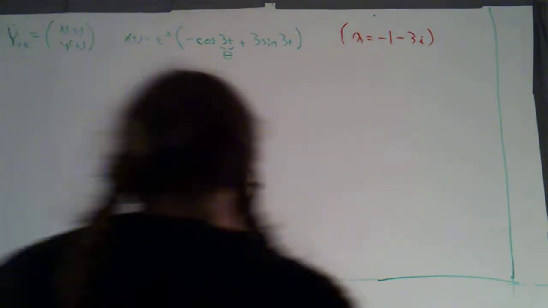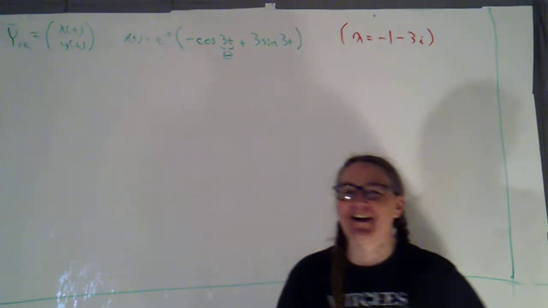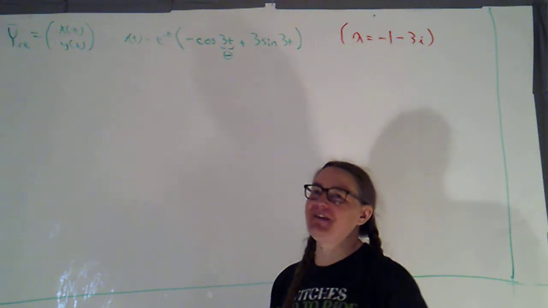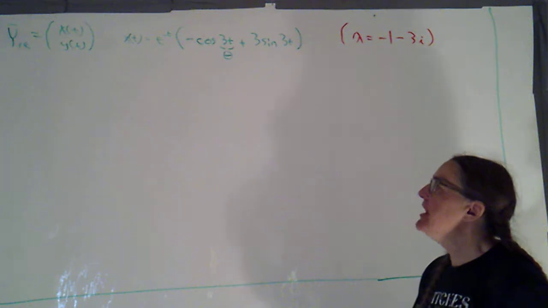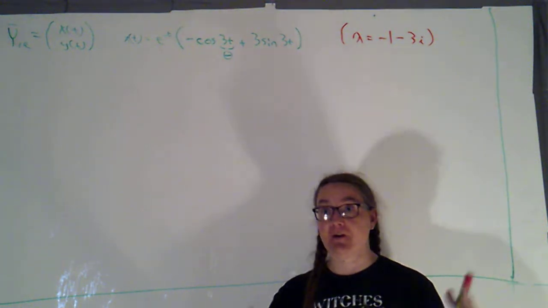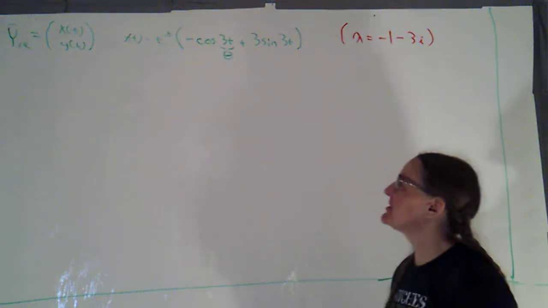Okay, welcome to part 4 of the video lecture on section 3.4 for differential equations, looking at complex eigenvalues and eigenvectors. So I want to start talking about what the graphs of these things look like so that eventually we can figure out what the phase portrait of our system looks like.